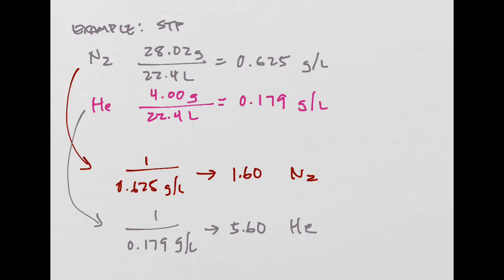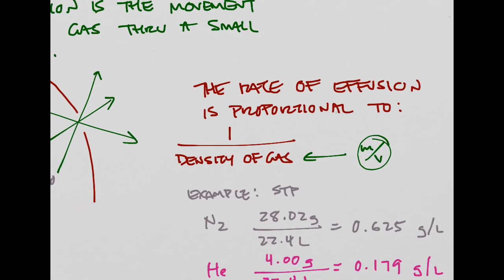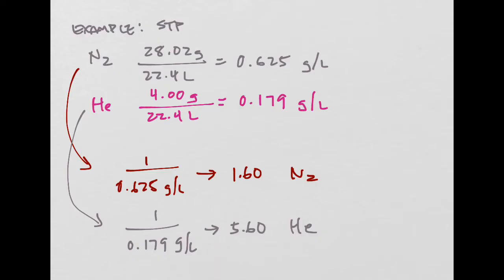And in fact, let's go back to this again. The rate of effusion is proportional to 1 over the density of the gas. If it's proportional, that means the rate of effusion will go up with the increase in this 1 over density index that we just calculated. So the thing that has the higher of the two 1 over density values, in this case helium, is going to effuse at a faster rate, or leak out of the balloon at a much faster rate, than the thing that has the lower 1 over density. In this case, that would be nitrogen.